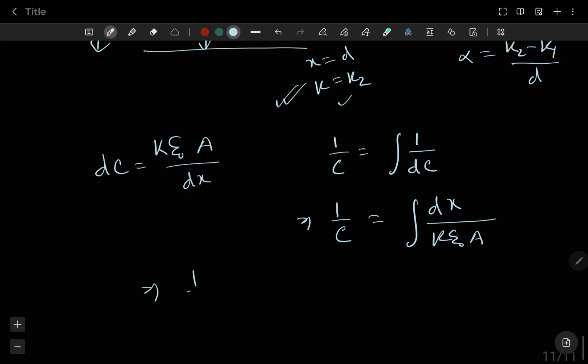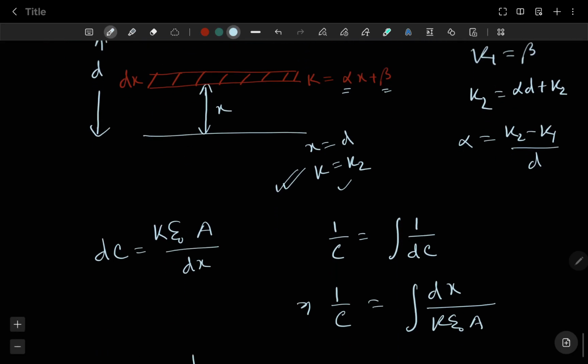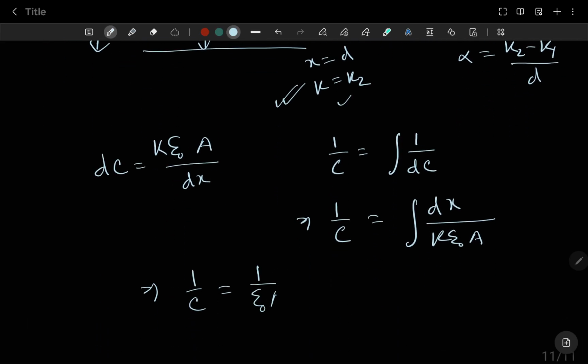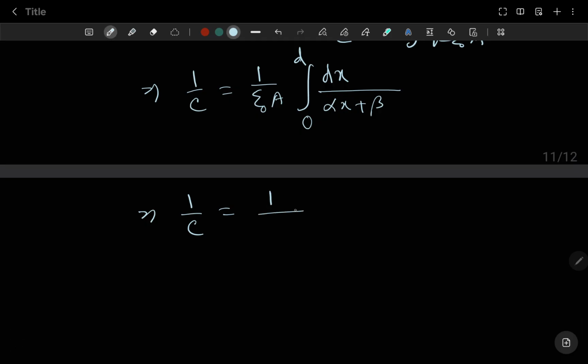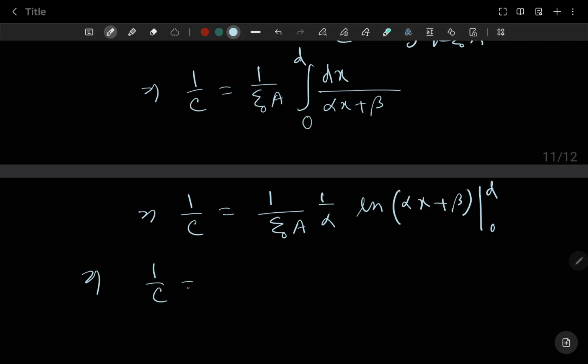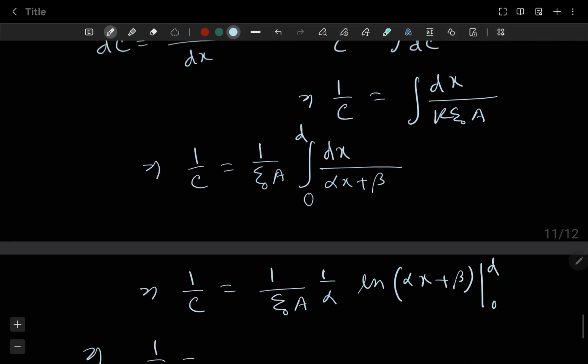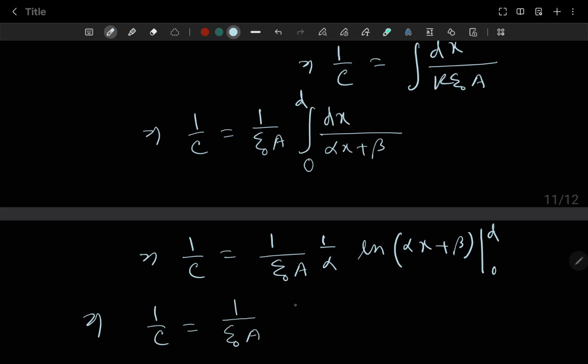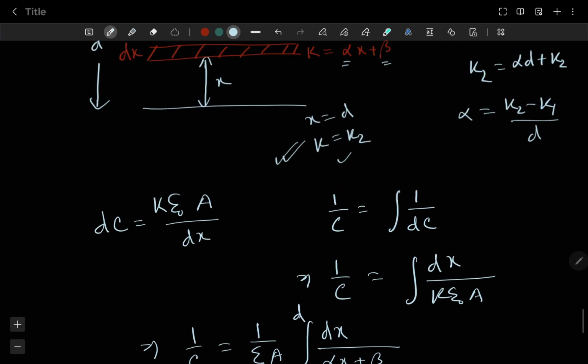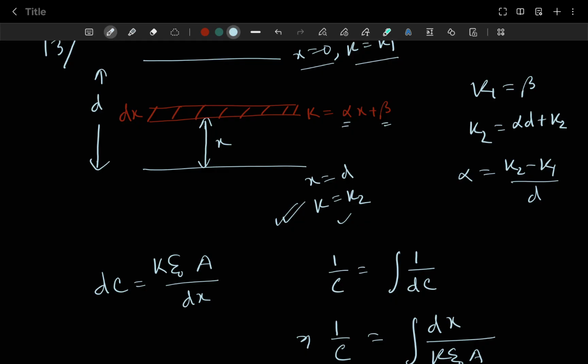Now it's very easy. K is, we know, alpha x plus beta, so put it here: 1 by epsilon naught A, dx by (alpha x plus beta) from 0 to t. So we get 1 by C as 1 by epsilon naught A, and this would become 1 by alpha log (alpha x plus beta) from 0 to t. So alpha is (k2 minus k1) by d, so this will be d by (k2 minus k1). This is k1.